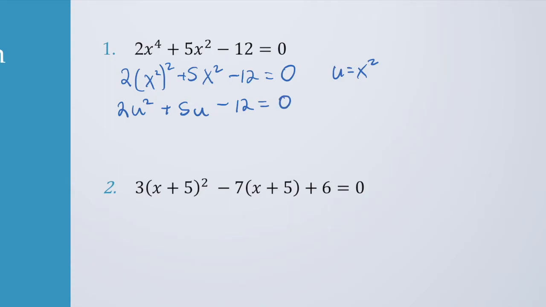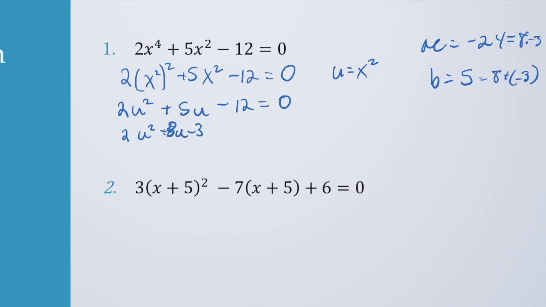So I think, okay, what are some factors of ac, which is negative 24, because it's a times c. So 2 times negative 12, that add up to b, which is 5. Well, how about 8 times negative 3? See why factoring is important. It follows us forever. So now I have 2u squared plus 8u minus 3u minus 12 is 0. And now I factor by grouping.